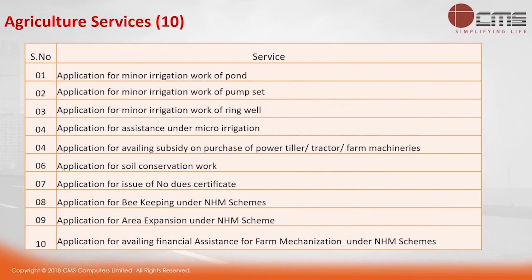Agriculture services, 10. Application for minor irrigation work of pond, application for minor irrigation work of pump set, application for minor irrigation work of ring well, application for assistance under micro irrigation, application for availing subsidy on purchase of power tiller, tractor, farm machineries, application for soil conservation work, application for issue of no dues certificate, application for beekeeping under NHM schemes, application for area expansion under NHM scheme, application for availing financial assistance for farm mechanization under NHM schemes.